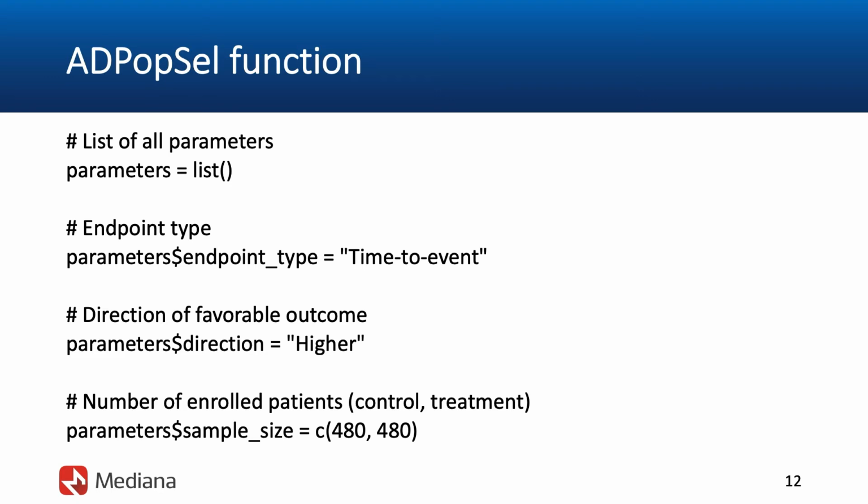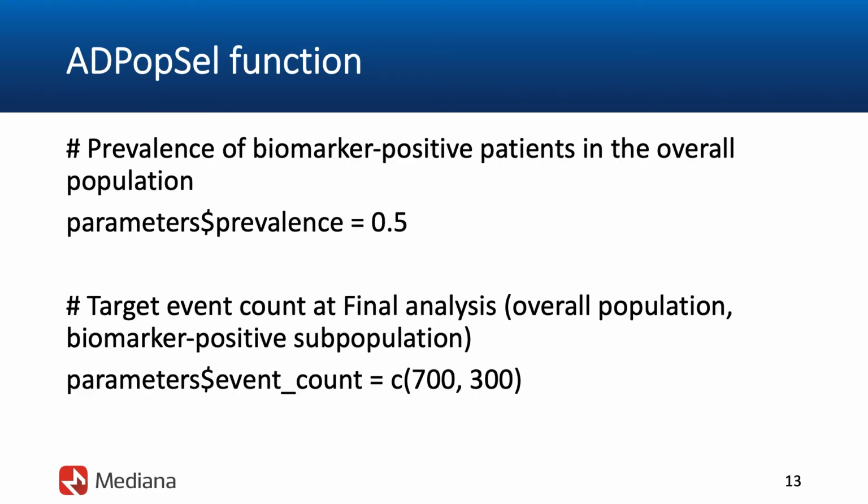The last parameter on the slide specifies the number of enrolled patients in the control as well as the treatment arms. In this case, assuming a balanced design, 480 patients are expected to be enrolled in each trial arm in this case study. In the context of multi-population trials, it is very important to quantify, to specify the relative prevalence of biomarker-positive patients compared to the overall population, and this is captured by the prevalence parameter.